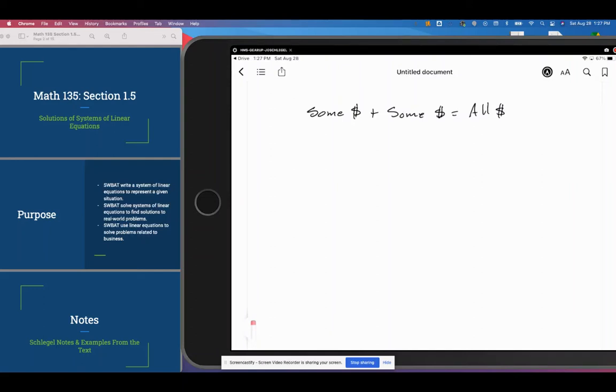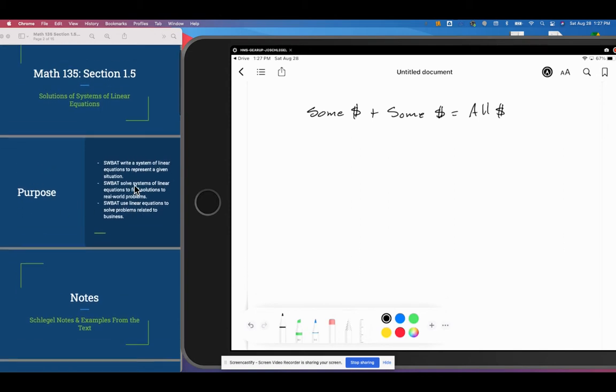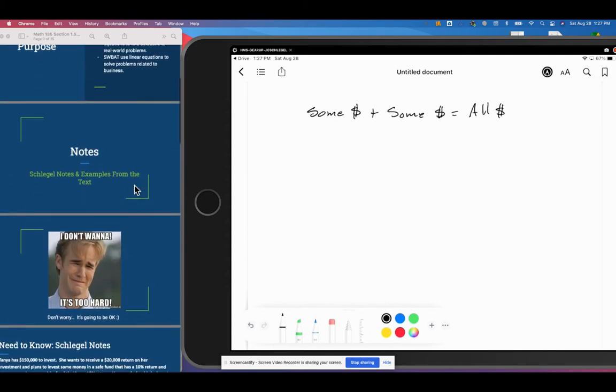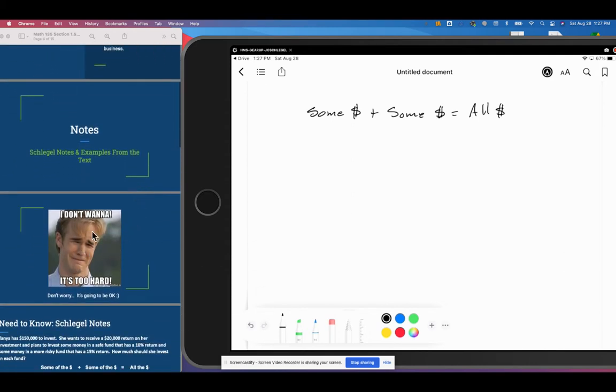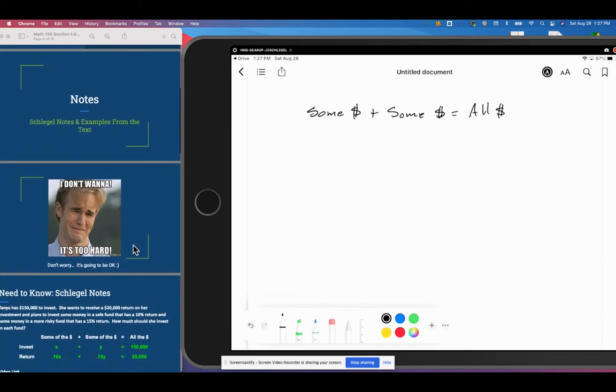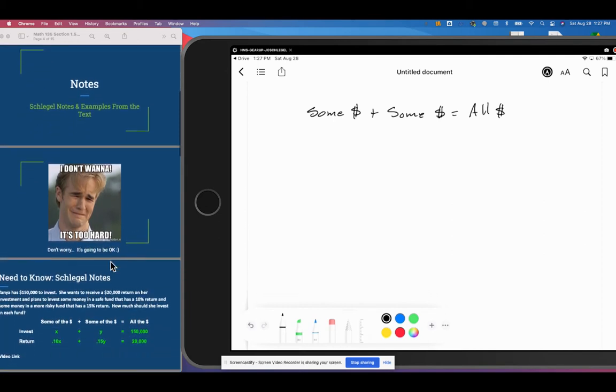So here with section 1.5, everyone, every student I've ever come across gets a little bit trepidatious when we get to things like this because, as you see in the purpose, we are going to be writing and solving systems of linear equations to solve problems related to business. And so this can be very difficult if it's done a certain way. I frankly have a way that makes this, in my opinion, very easy. And so if you're feeling like this guy right here that's like, I don't wanna, it's too hard, let me assure you, don't worry, it's going to be okay.